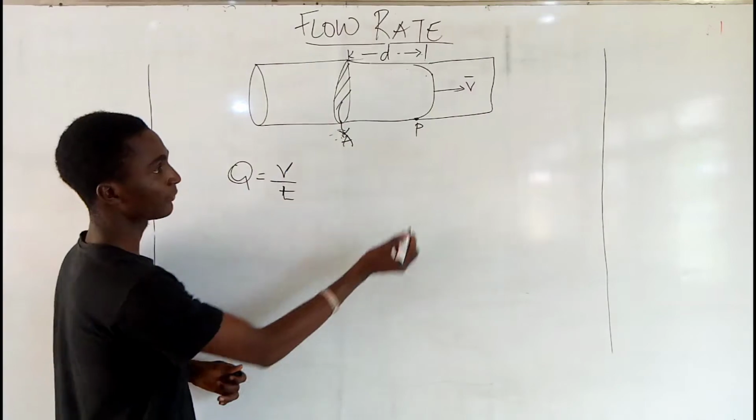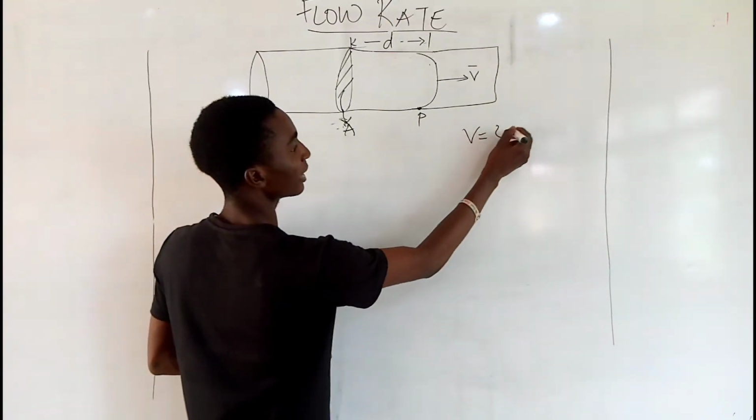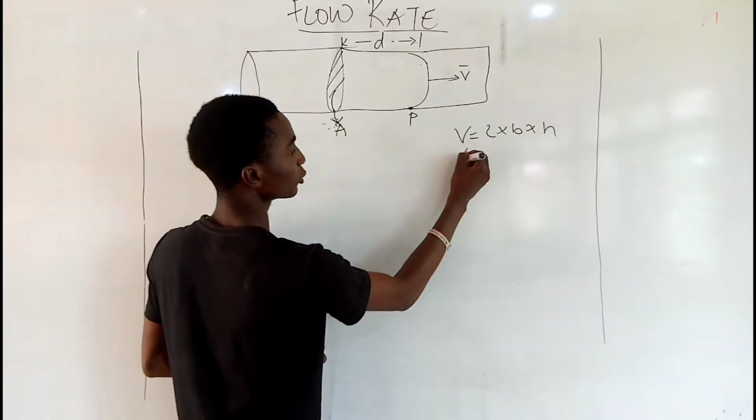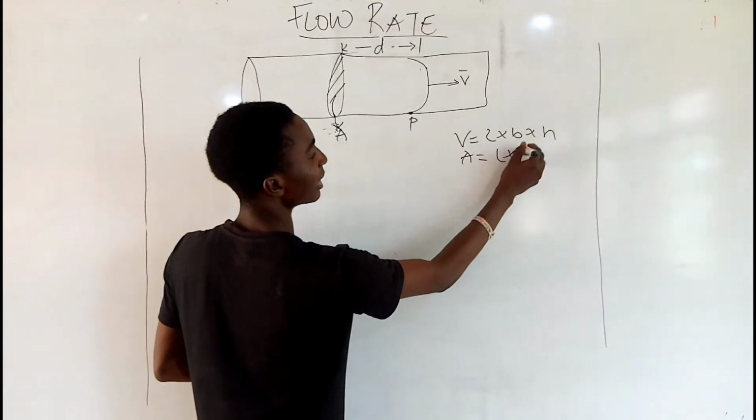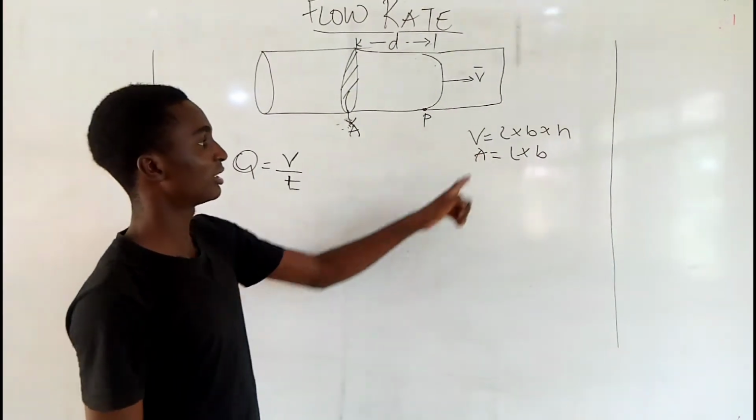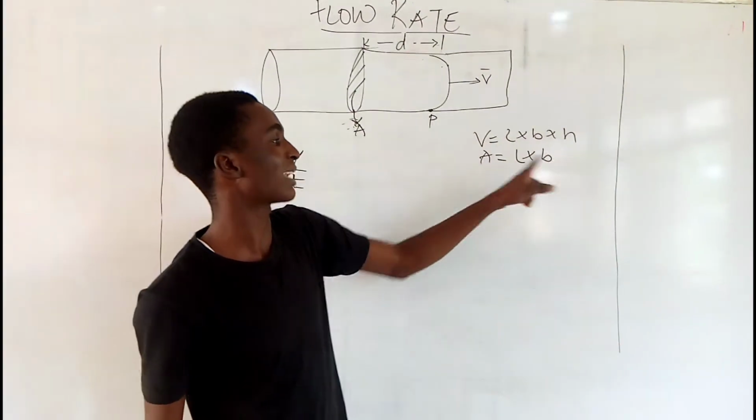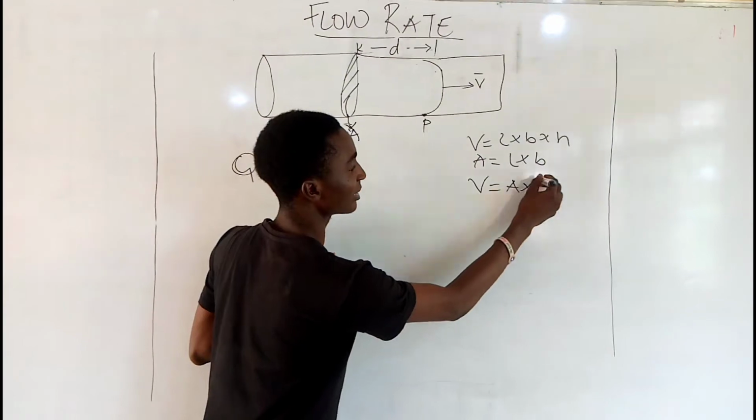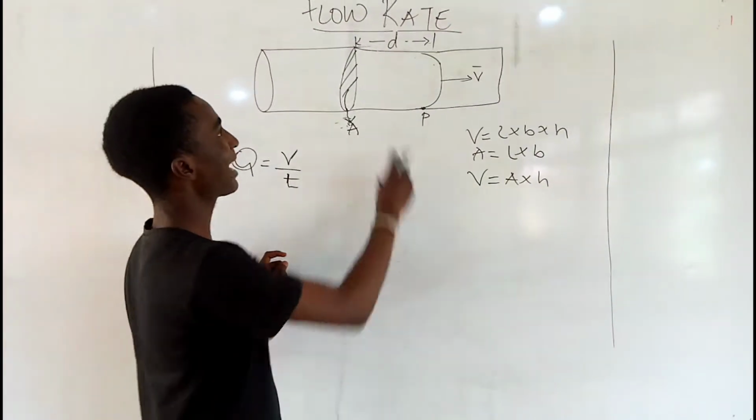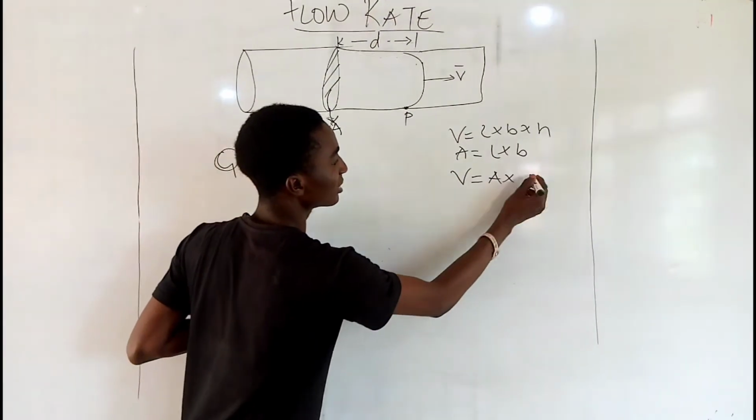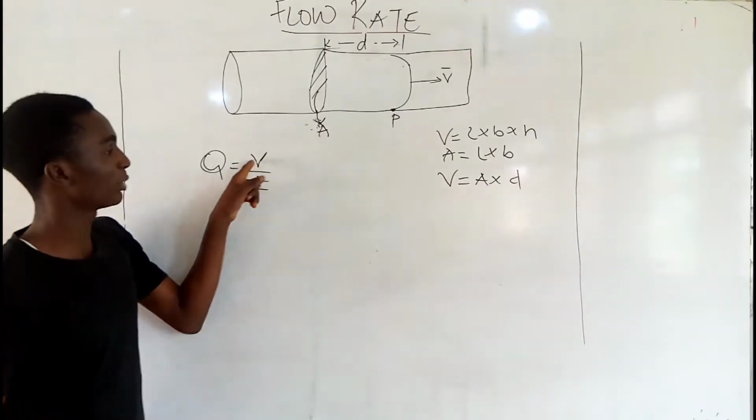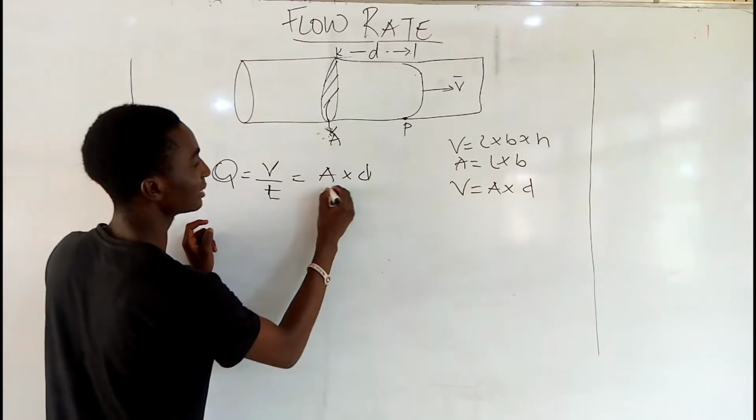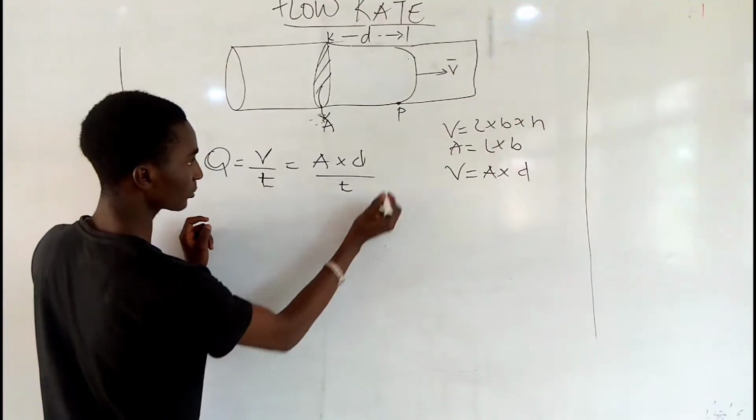Now we know that volume is equal to length times base times height. Also, area is equal to length times base. Since volume is length times base times height, I can choose to put volume as area times height, and the height we are dealing with here is distance. That is, here I will replace it with area times distance over time.